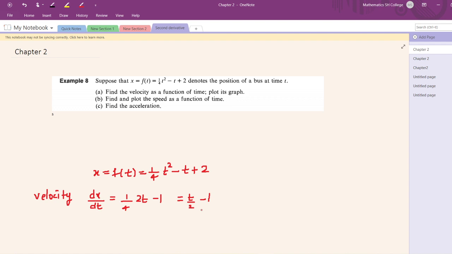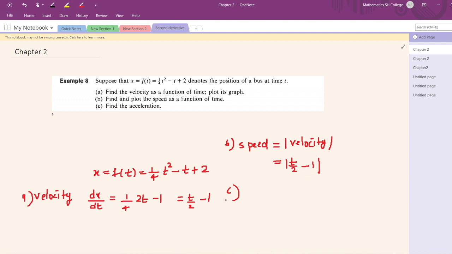Now, what is the speed? Speed is nothing but the modulus of velocity. Speed is a scalar quantity, so whatever is the velocity, its modulus value will give you speed. So it is modulus of t by 2 minus 1. So this is the B part, this is the A part. Now C is find the acceleration.